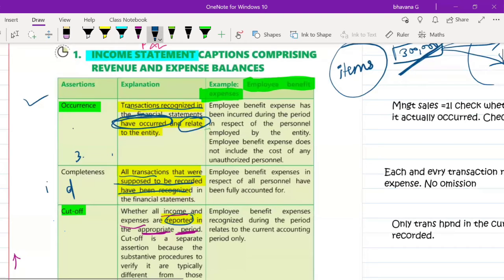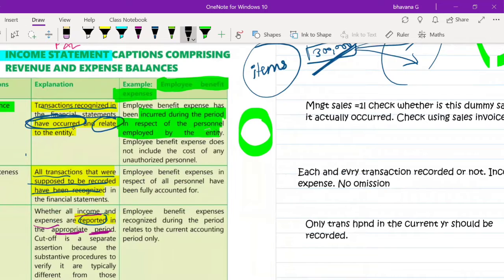Okay. So employee benefit expenses, first occurrence. Here they have told you that employee benefit expenses has been incurred during the period in respect of the personnel employed by the entity. That means whatever employee benefit expenses you have incurred as a company, it has been incurred during the period only. That means in whatever period this financial statement was made, suppose it's for 2021, then the employee benefit expenses you have recorded or shown in the financial statements is also related to 2021 only, which has been incurred during the period. And whatever you had recorded is in respect of the personnel employed by your entity only. You should not have recorded employee benefit expenses of some other entity. Okay.